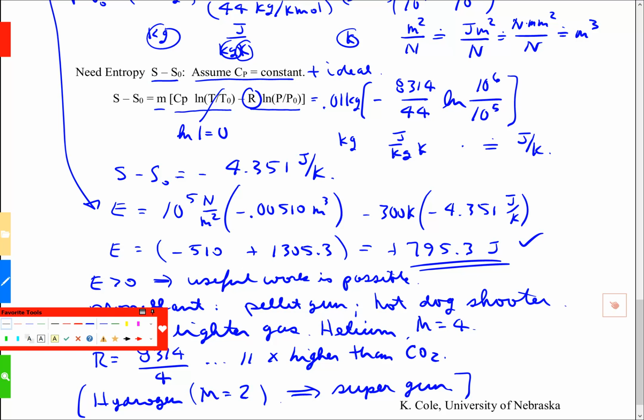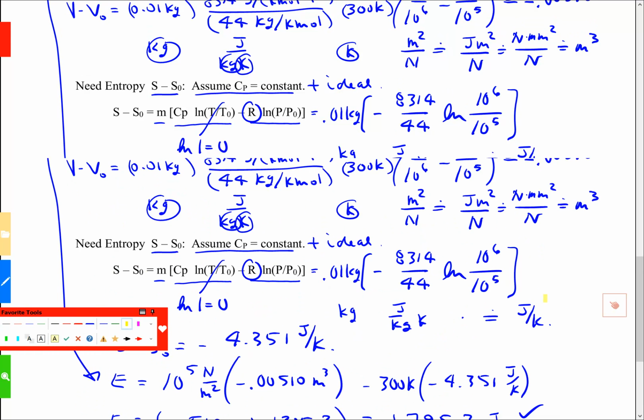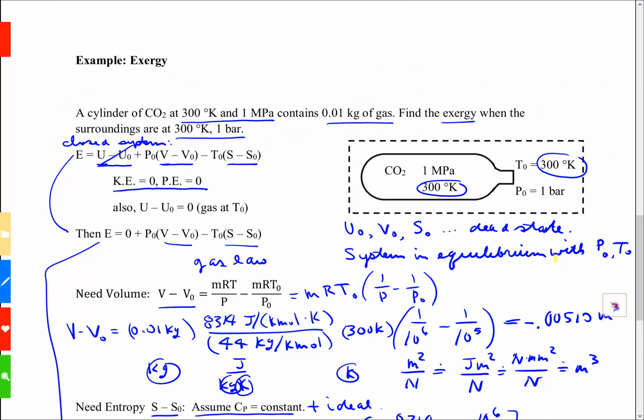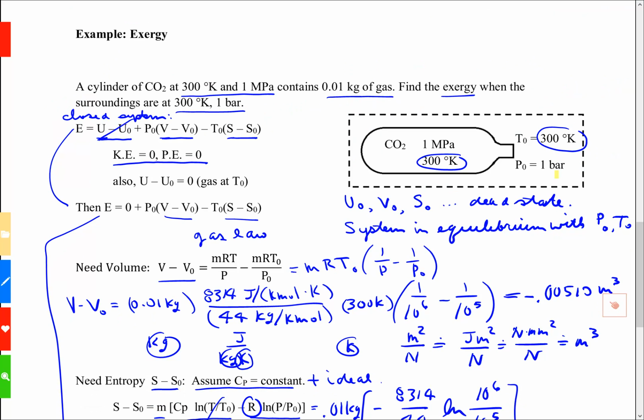Let's recap. We're asked to find the exergy of gas in a tank. We're looking at carbon dioxide at certain conditions. Whenever we look at exergy, it's a comparison between the known state, U, V, and S, and the dead state, U0, V0, and S0. And the dead state is defined as the system in equilibrium with the surroundings. So exergy always requires that we know the surroundings and make a comparison with that.